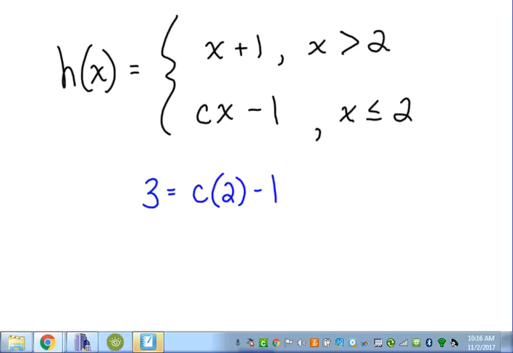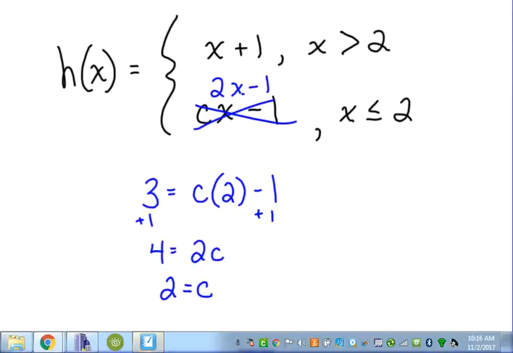Yeah, you just worked out the whole number. All right, so we solve for c, so we add 1 to both sides. 4 equals 2c, so 2 is our c. So that means our second piece here is 2x minus 1. So we just figured out what that had to be in order for this to be a continuous function.